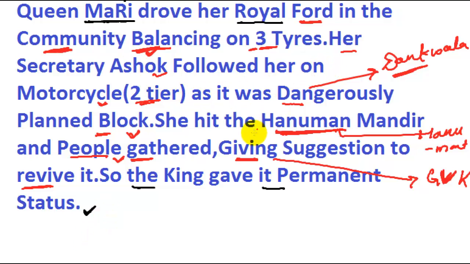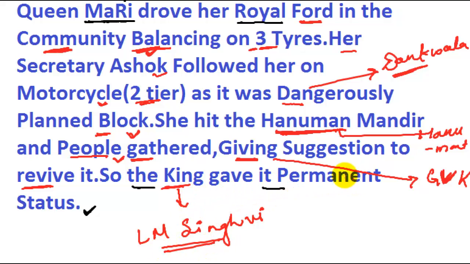So the king gave it permanent status. King relates to Singh. Singh is king, and we have here the LM Singhvi Committee. So relate king with the LM Singhvi Committee, who gave it permanent status. LM Singhvi suggested constitutional status, and constitutional status means permanent status. So relate permanent to constitutional.